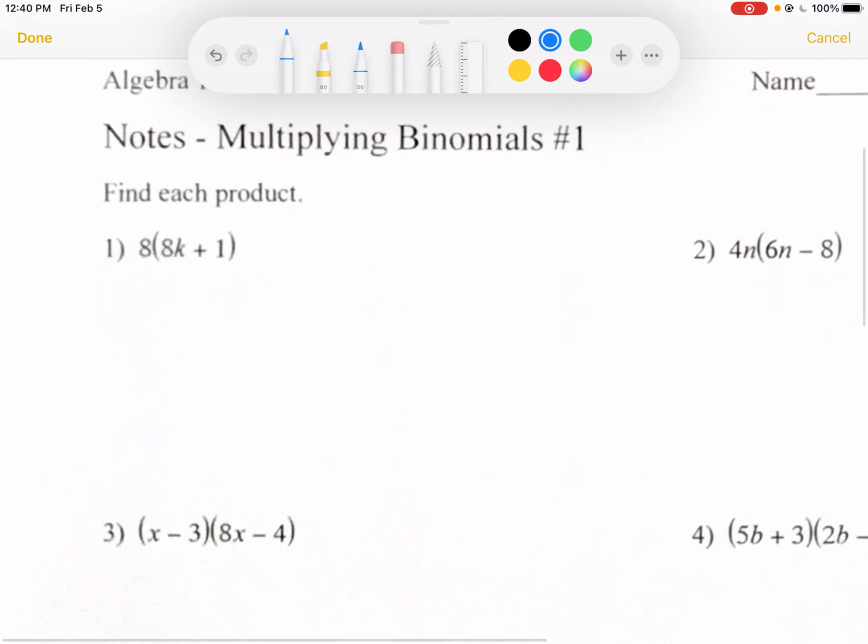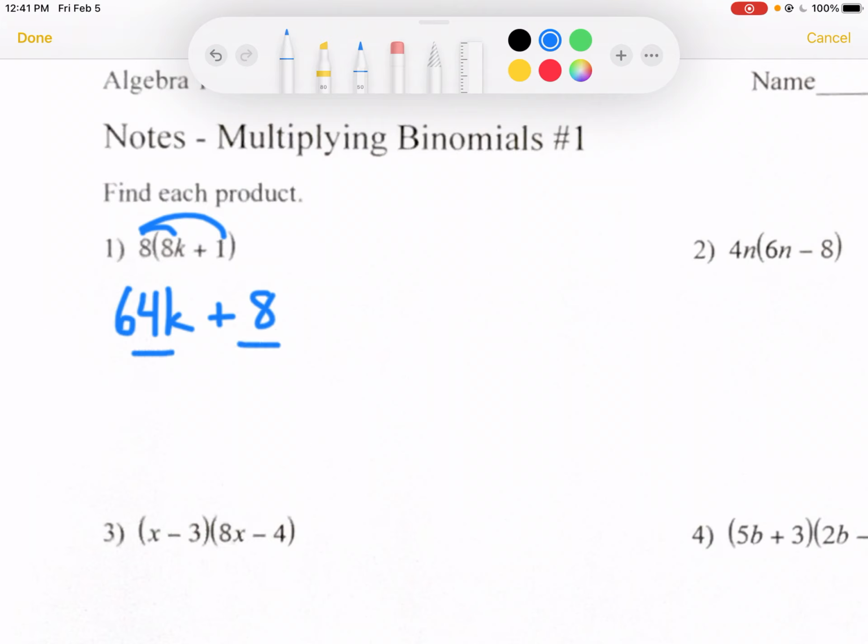When I did the notes, I started off by showing an example with just the distributive property to review what we did on Wednesday. We said 8 times 8k would make 64k, and then 8 times 1 would be positive 8. Now, we have to stop here. We're so used to getting one answer, but we're stopping here because these two terms are not like terms because one has a k and one does not. So this is going to be our answer on a problem like that.